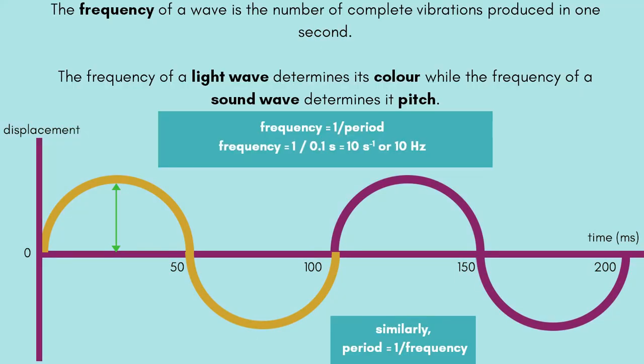The frequency of a wave is the number of complete vibrations produced in 1 second. The frequency of a light wave determines its color, while the frequency of a sound wave determines its pitch. Frequency can be determined by dividing 1 by the period, where we have 1 divided by 0.1 seconds to give us 10 per second or 10 hertz. Similarly, period is equal to 1 divided by frequency.